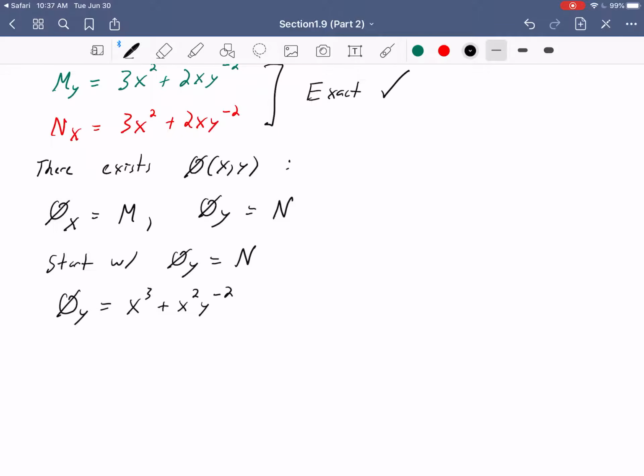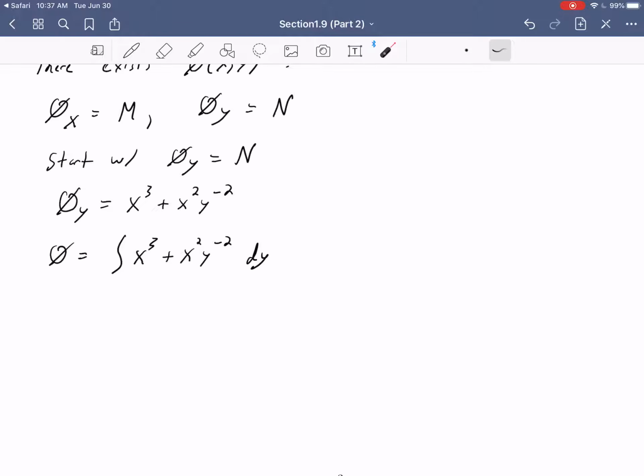So we're going to say that phi is equal to the integral of x cubed plus x squared y to the minus 2, and we're going to integrate dy because we chose to do it like that. This x cubed is a constant with respect to y, so integrating a constant just gives us our variable. So we get x cubed y. Integrating this, we're going to get that negative 1 exponent and then divide by that. So negative x squared y to the minus 1. And then we would get an unknown constant, but since we're working with respect to y, our unknown constant is really thought about as a function of x. So we'll say h of x. So there's our phi function.